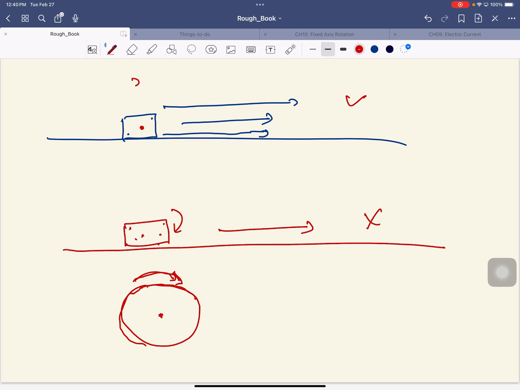Very good, my friend, very good. This was how you describe the motion. Except that here, this point is traveling at a different speed than this point, and so on. Now you have a problem. Is there anything that is the same for all the points? Is there something that's changing for all the points that is the same?